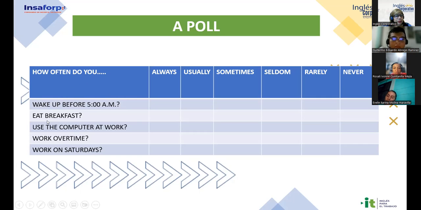How often do you eat breakfast? How often do you use the computer at work? How often do you work overtime? And how often do you work on Saturdays? Okay, Guillermo, you begin.